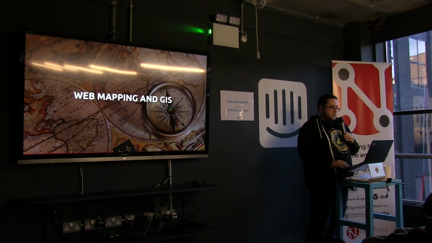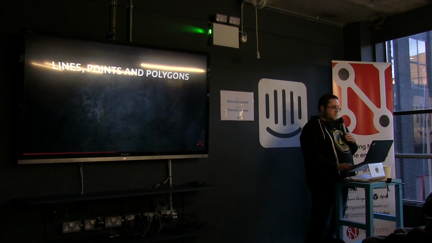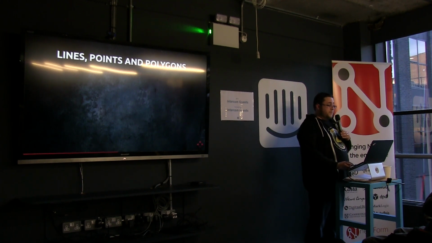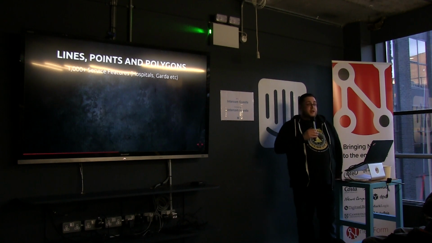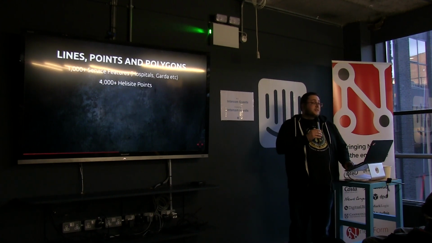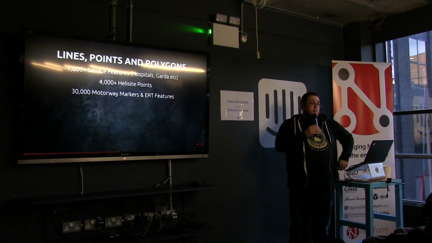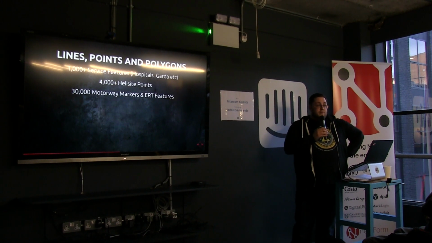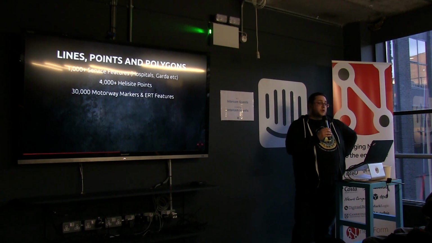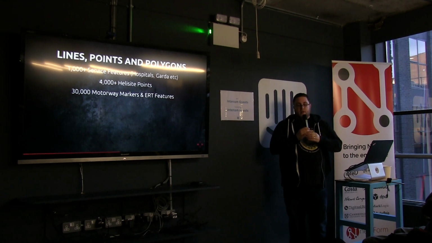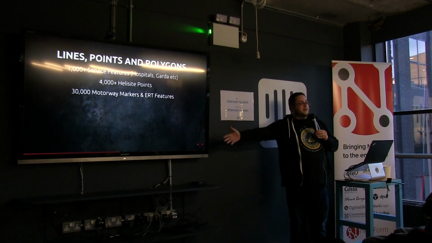So just on the web mapping and GIS side of things, it's all lines, points, and polygons. There's over 1,000 service features in there between the hospitals, the guard stations, and so on. So that's all points. 4,000 heli sites, as I said. We have also 30,000 different motorway markers, emergency roadside telephones, Irish rail markers, bridges, anything that has some sort of ID that in an emergency someone could say, well, I see a sign and it says this, can you tell me where I am?